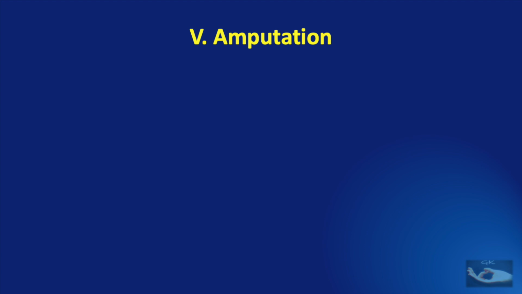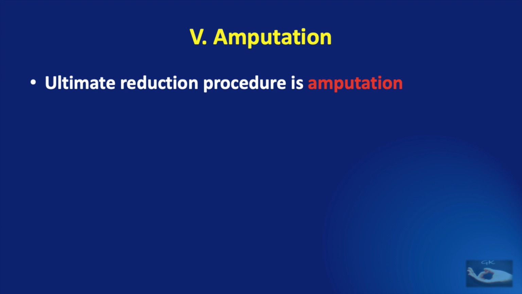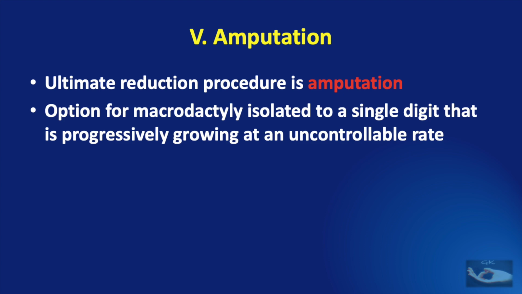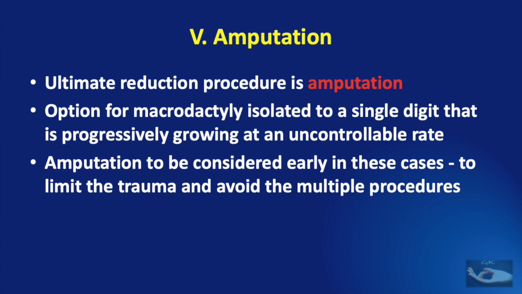Finally, we shall see the role of amputation in the treatment of macrodactyly. After all, the ultimate reduction procedure is amputation. It is ideally indicated for macrodactyly isolated to a single digit that is progressively growing at an uncontrollable rate. Doing the amputation may be a good option, but it is important that amputation be considered early in these cases to limit the trauma and avoid multiple procedures.